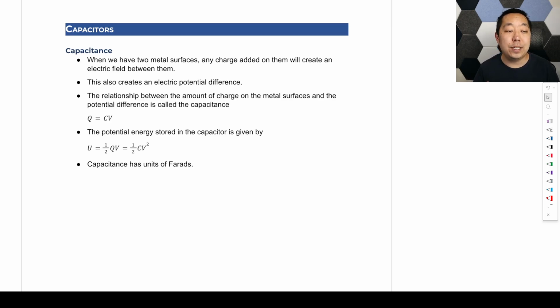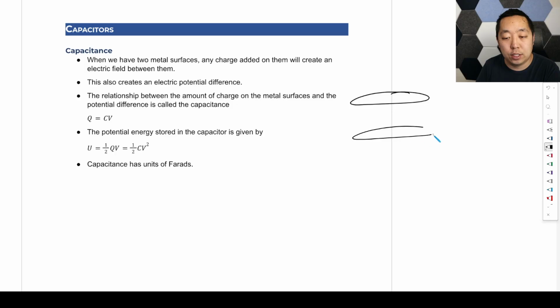All right, so now we're going to jump into capacitance. The core idea of capacitance is that when we have two metal surfaces, any charge added on them will create an electric field between them. So, for example, if I put positive charges here and negative charges here, there's, of course, going to be an electric field that points from positive to negative charges like that.